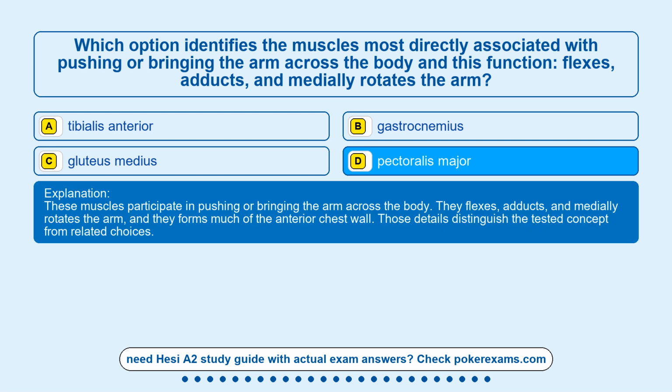These muscles participate in pushing or bringing the arm across the body. They flex, adduct, and medially rotate the arm, and they form much of the anterior chest wall. Those details distinguish the tested concept from related choices.